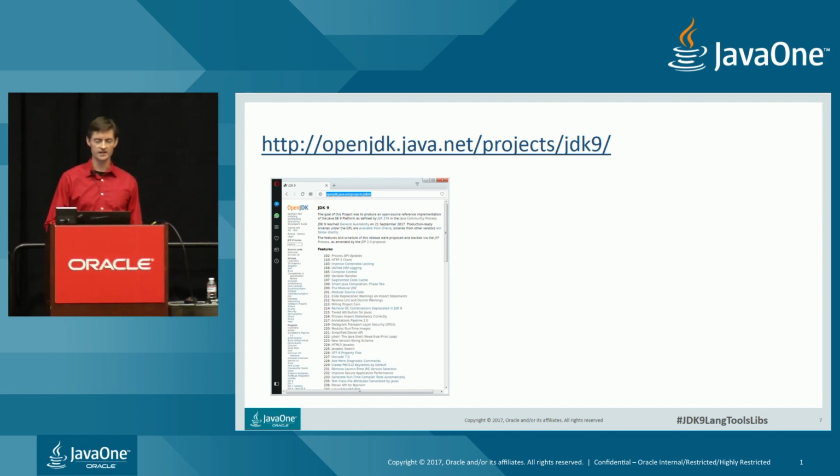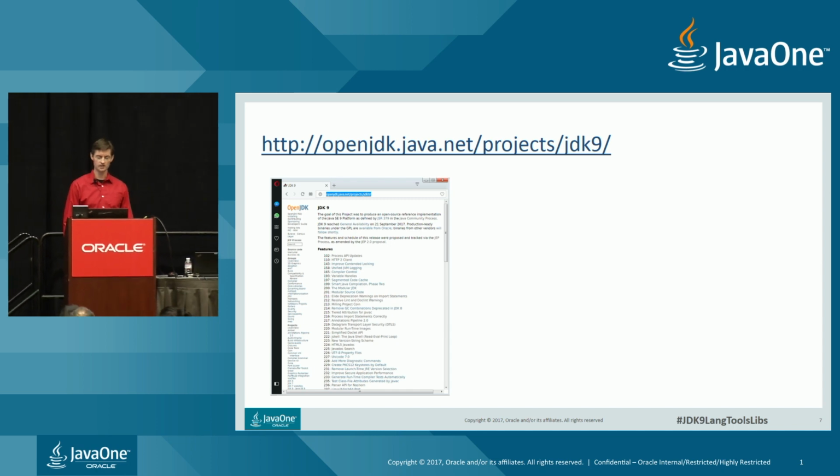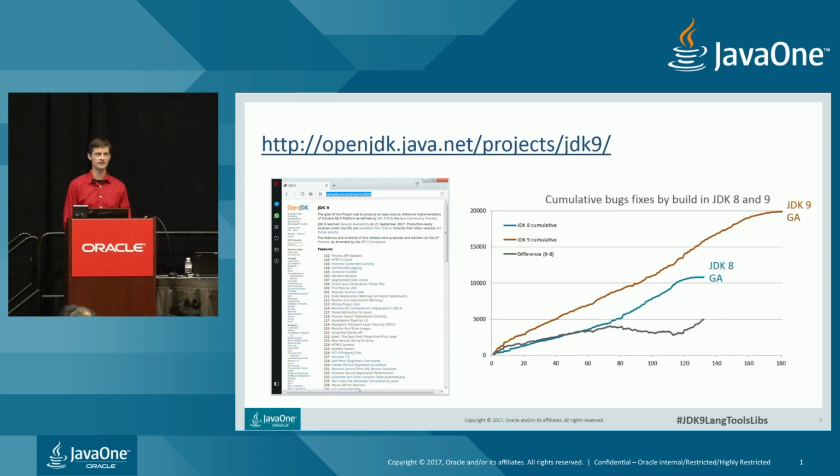But besides many JEPs, JDK 9 had many bug fixes. This is a comparative chart of number of bug fixes in 9 versus 8. So as you can see, JDK 9 has almost 20,000 fixes in it, which is slightly less than twice what JDK 8 had. So a very large release all around, including Jigsaw functionality and many other features we'll be talking about.